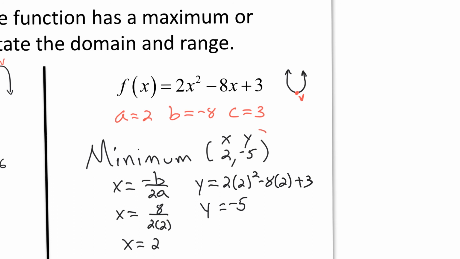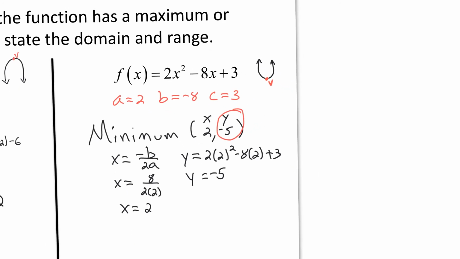Now for my range, remember, this is what we need, the y coordinate. So let's go ahead and put the domain first. So my domain is all real numbers for any parabola, and my range is y is greater than or equal to, and I'm using a greater than or equal to because the parabola is going up. Remember that your a value is positive, so we know the parabola has to go up. So we use greater than or equal to my y value, which is -5. So we found the minimum, we found the domain, and the range.